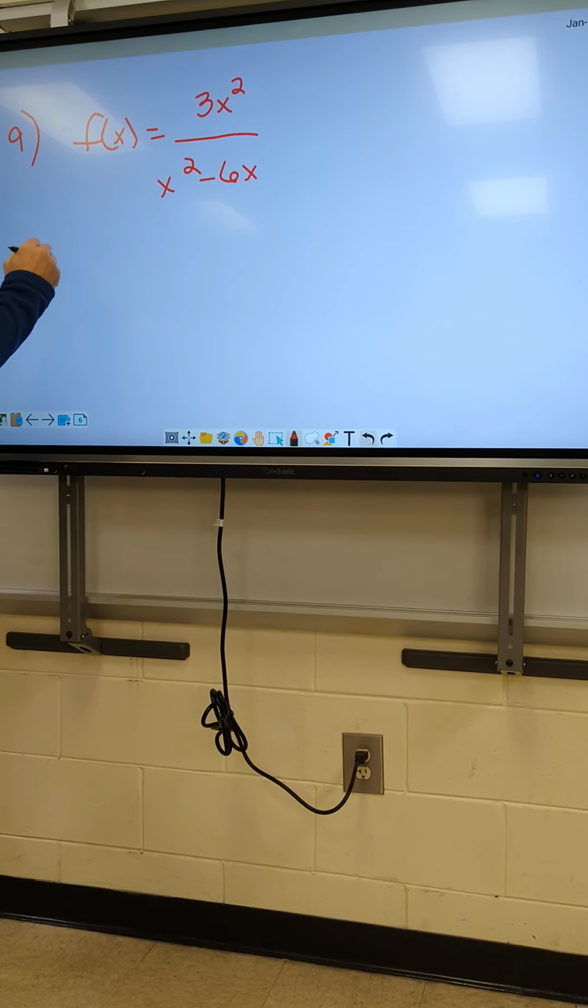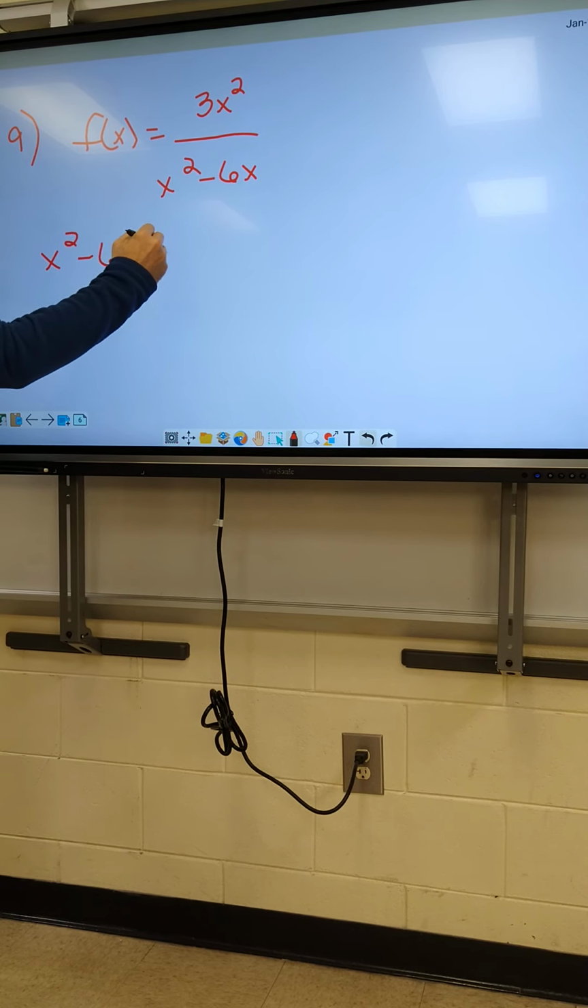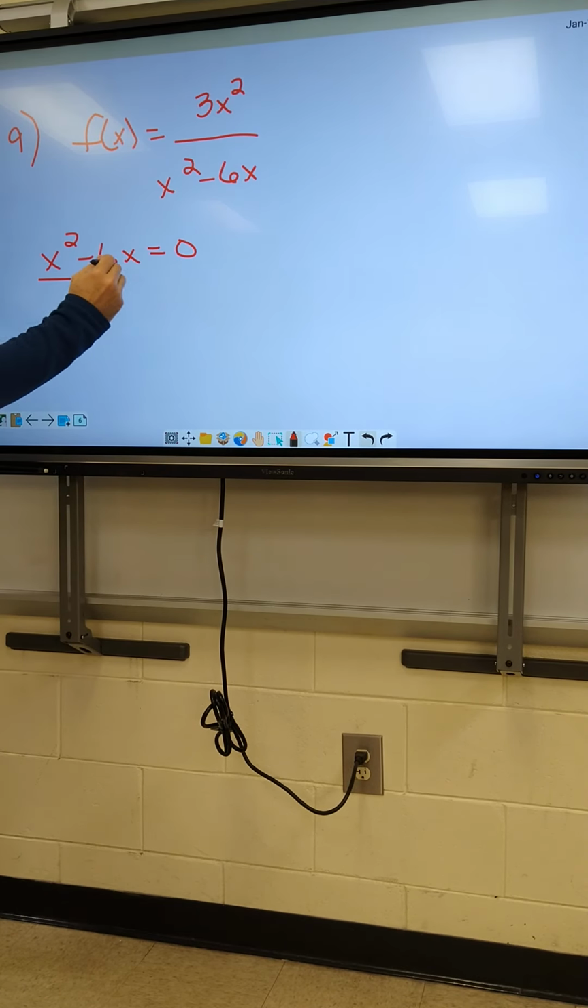All right, number 9, set the bottom equal to 0. Now this one's different. What do we do when each number has an x in common? Y'all remember? Take out an x, factor it out. Good. Do that, see if y'all can solve it.